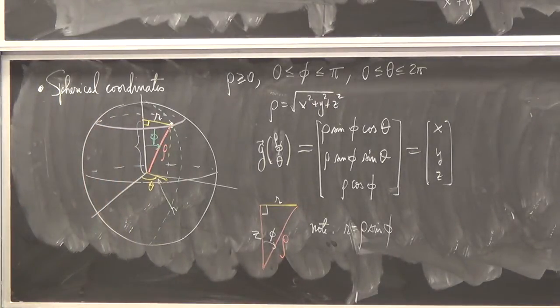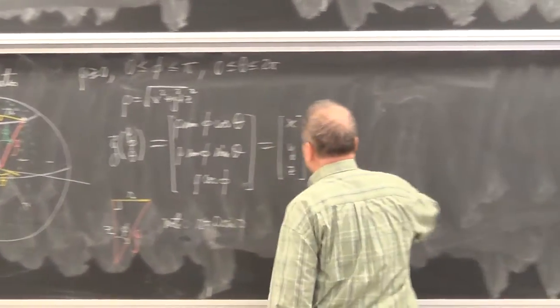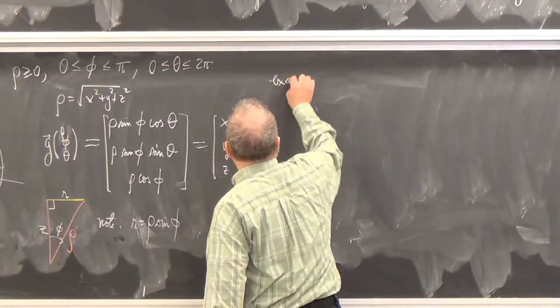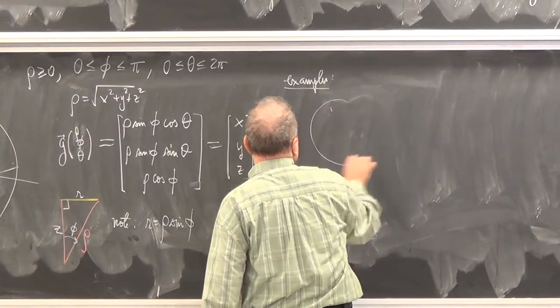All right, so we're going to do our standard game of converting standard shapes into spherical coordinates. Just a couple of examples that you might find useful. Sphere centered at the origin.